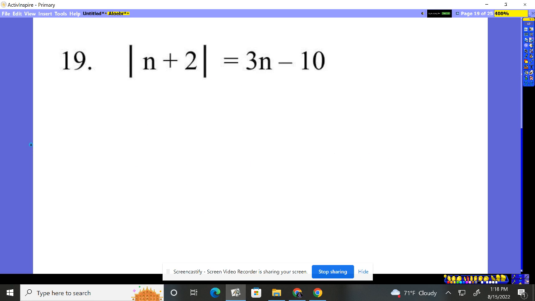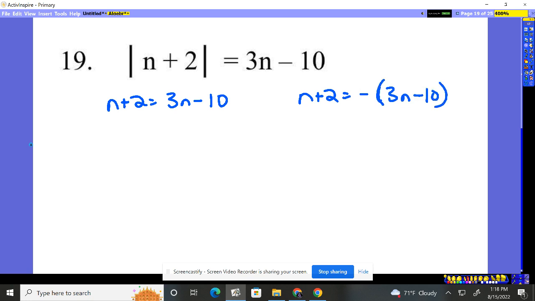Now this guy, when we see an n on the other side, we're going to end up with a solution that probably doesn't work, an extraneous solution. So the way we do this is we say, hey, n plus 2 could equal that positive 3n minus 10, or it could equal the what? The negative piece, the negative part. Remember, when you do it, you must put it in parentheses. This is an or.